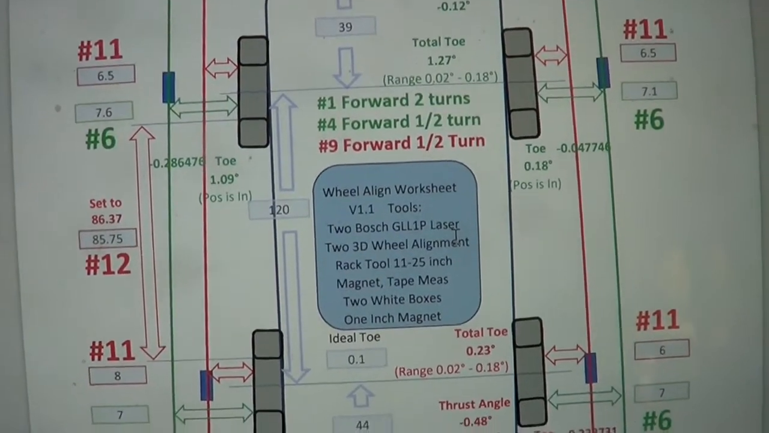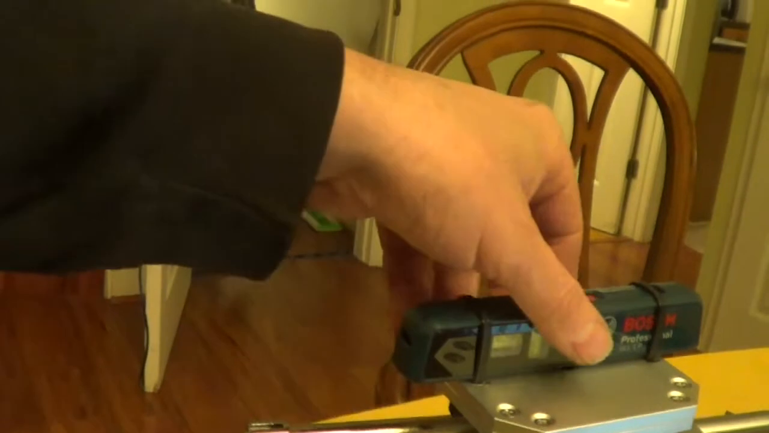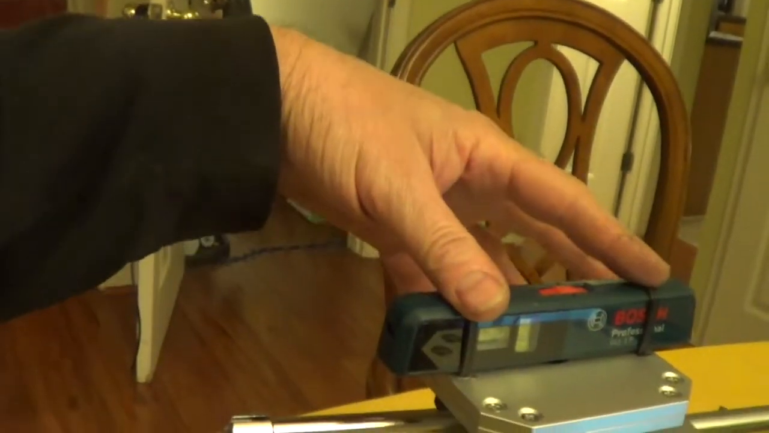So we've got two Bosch lasers, and I want to show how it's constructed here. They have a metal bottom, so it gets a pretty flat mount, and I just drilled holes, and I have two nylon ties holding it. I didn't want to use double stick because I don't want it to move. I want it to be on there solid.